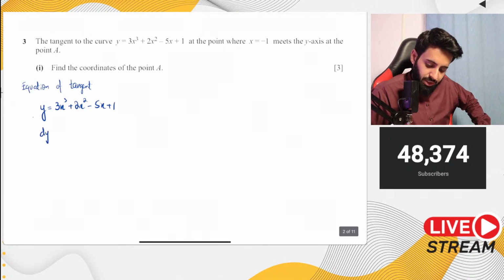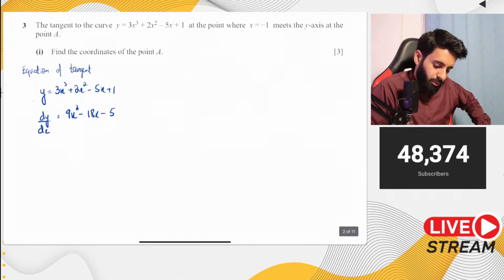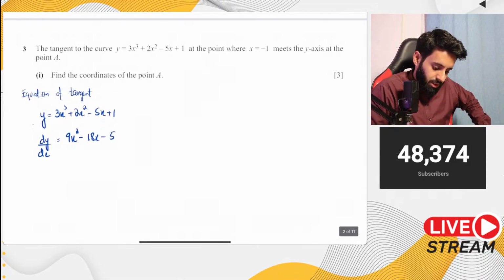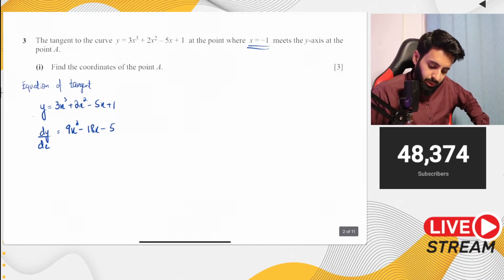So first step is that you differentiate it. When you differentiate it, 3 into 3 is 9, 9x square minus 18x minus 5. Okay, so this is dy by dx. Now where exactly do you want the equation of tangent? You want the equation of tangent when x equals to minus 1. So that's what you're going to do. You're going to now plug in x equals to minus 1 in dy by dx, and when you do that, you actually end up finding out the gradient of tangent.